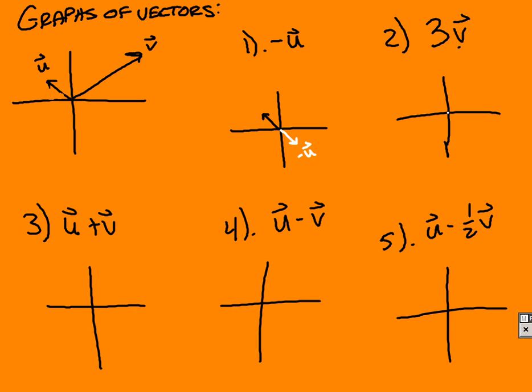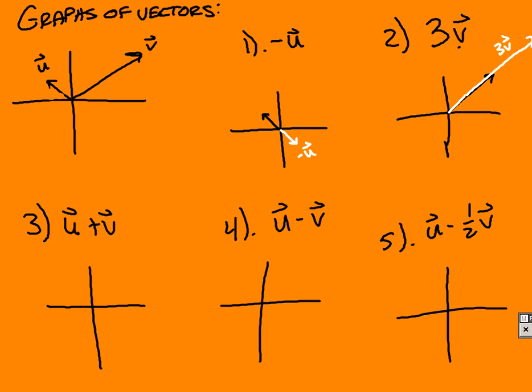Now, for 3V, if that's what V looked like, something like this, 3V means I've done it not once, not twice, but 3 times. So I need to go that same direction, and then keep going, and then keep going. I have to go off the screen here. That's how far this would be. 3V is not going forever, but 3 times that length.